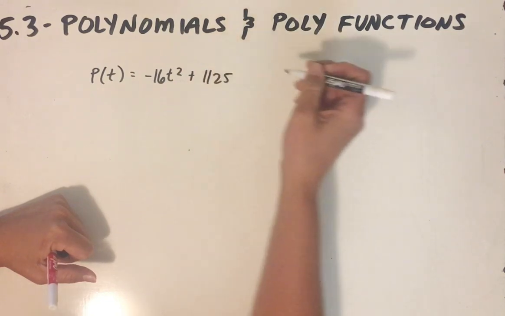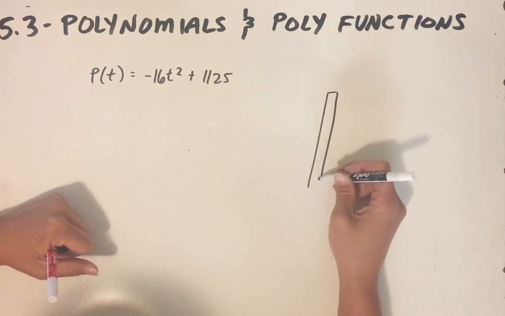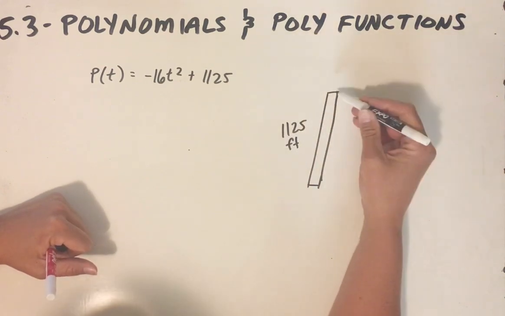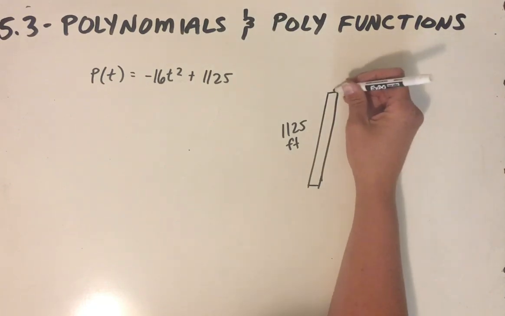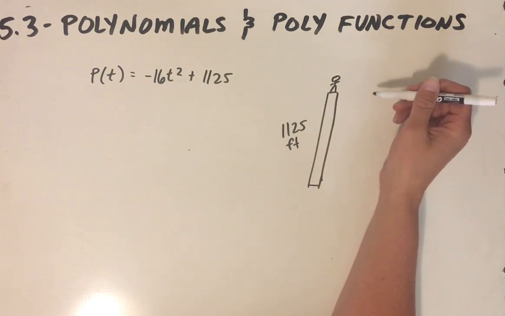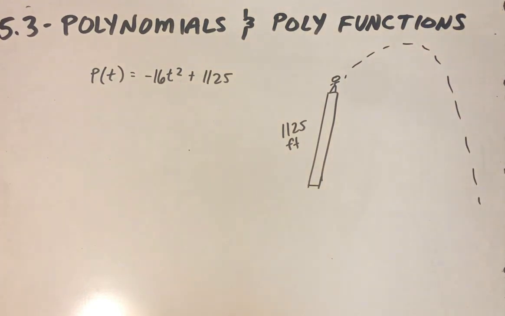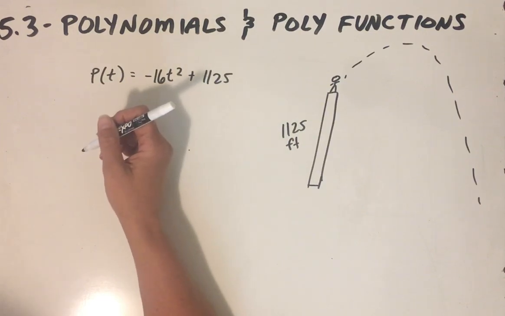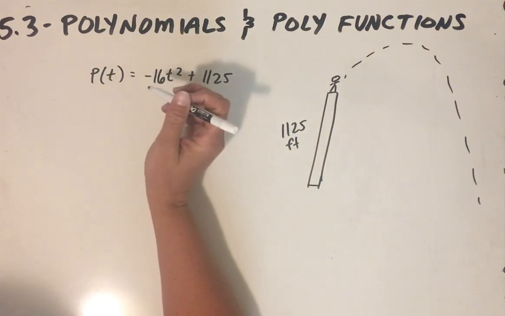We'll say that we have an object that is thrown at a height of 1,125 feet. So I'm going to stand up here on this tall pillar, and I'm going to chuck something. Okay, and it's going to go like this. And my question is, where's it going to be after 4 seconds? Like in 4 seconds, where am I? What's the height of this object?